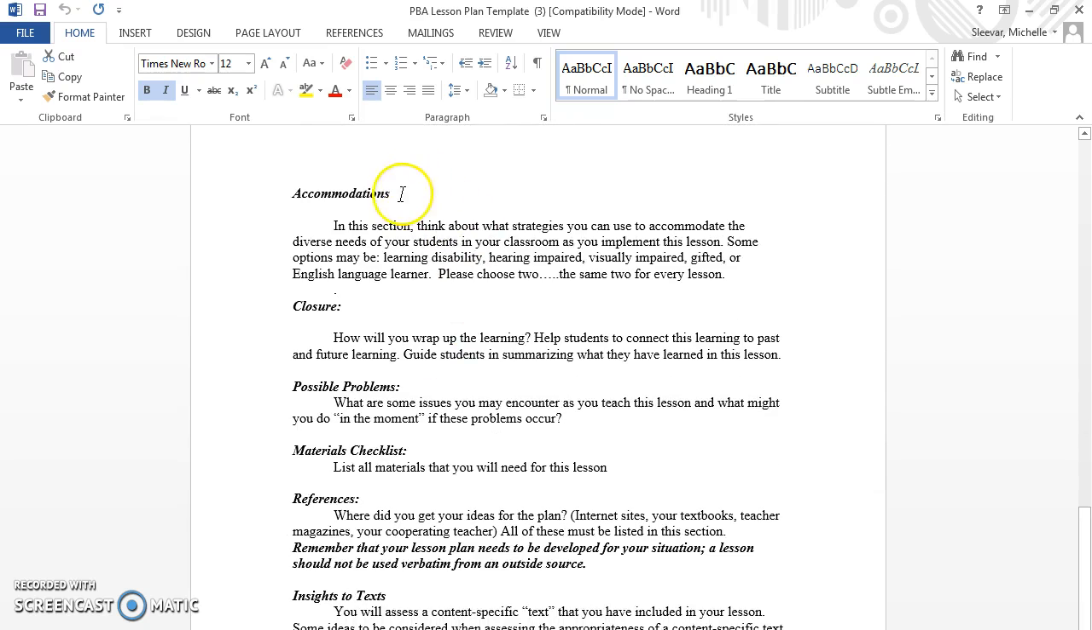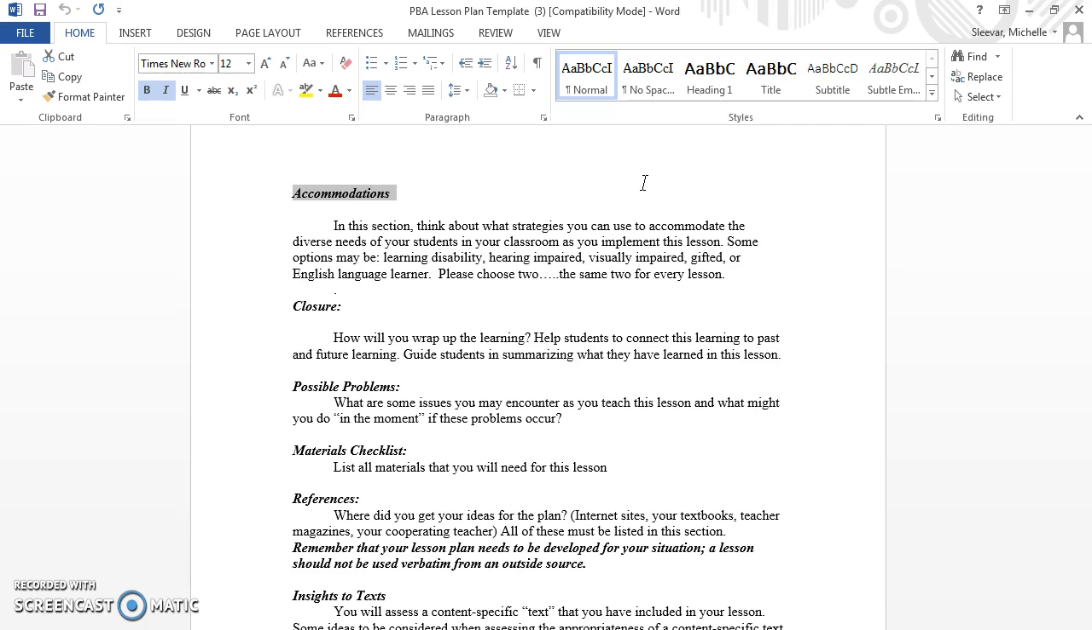The next section is the accommodation section. This is where you are going to pretend that you are teaching to a whole class. If this lesson plan that you're teaching with your tutee were to be taught to an entire classroom, you're going to pretend that you have students with exceptionalities in your classroom.